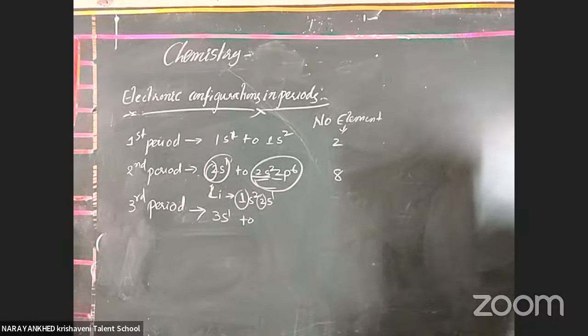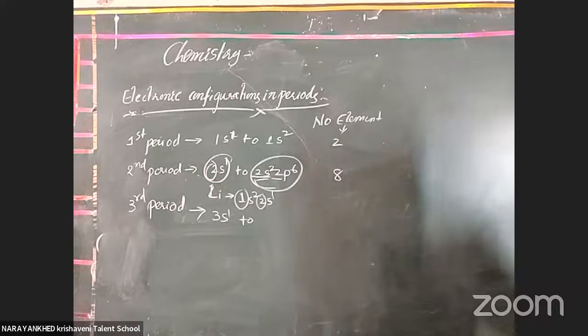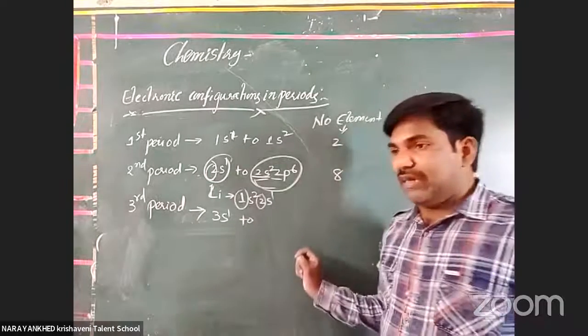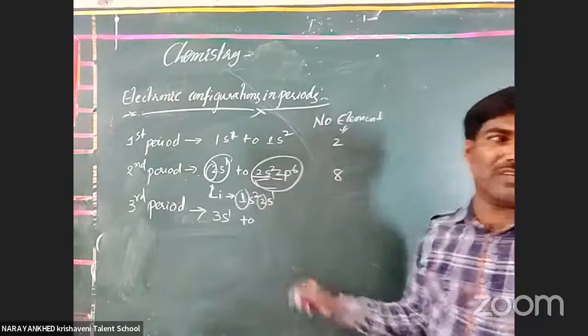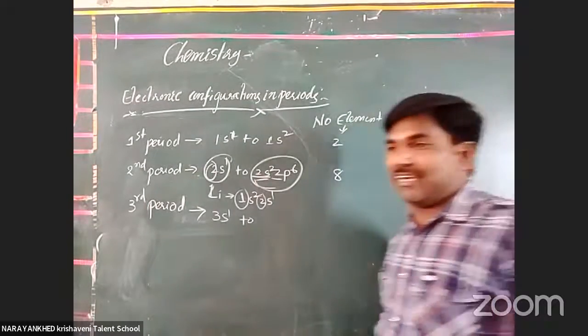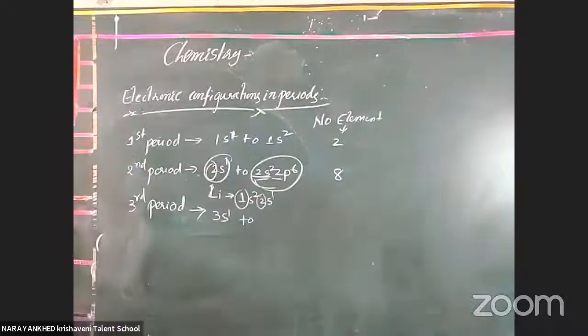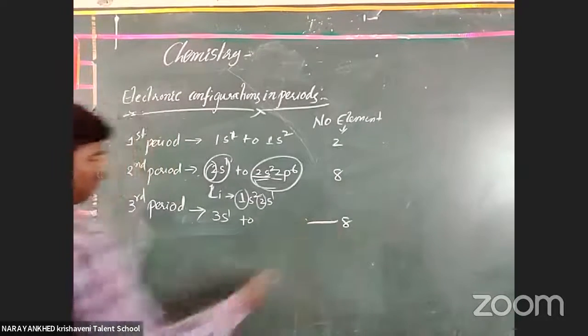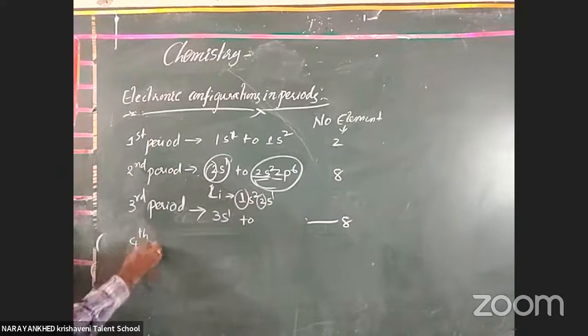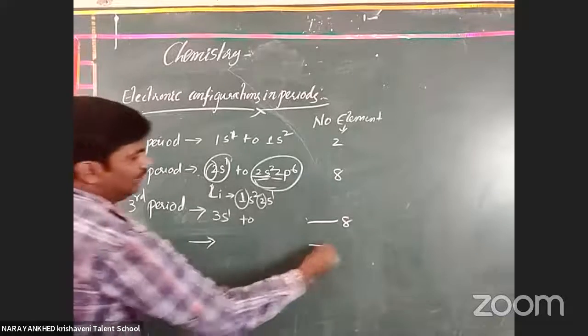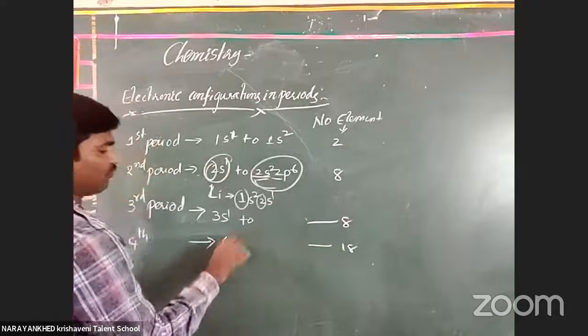That is the total in the fourth period. It contains 18 elements. How many elements are there in the fourth period? 18. In the third period, how many? 8 only. And the fourth period will contain what? Totally 18 elements. It starts from 4s1.